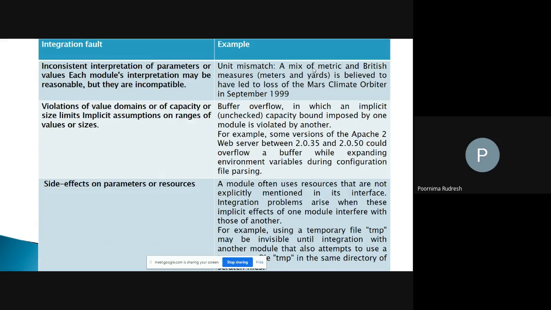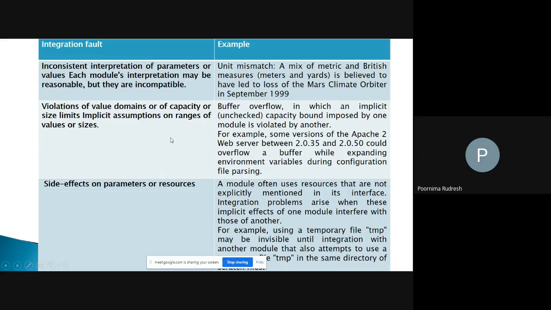Then what? Creating the compatibility between these metrics is a difficult task because they are not equal. Meters and yards are not equal. A meter has its own value, whereas a yard has its own value. If they are not equal, then we need to bring compatibility between the metrics. So this is one example.